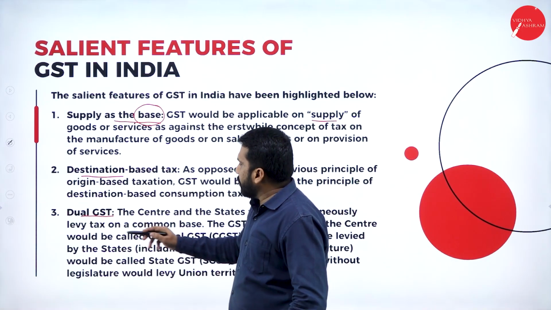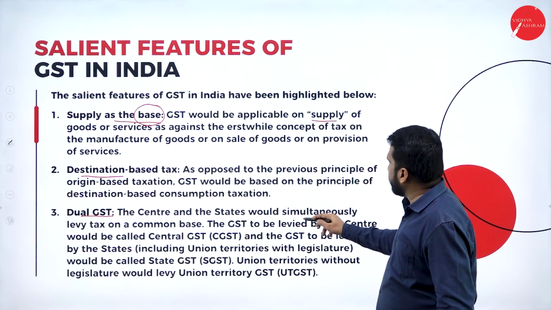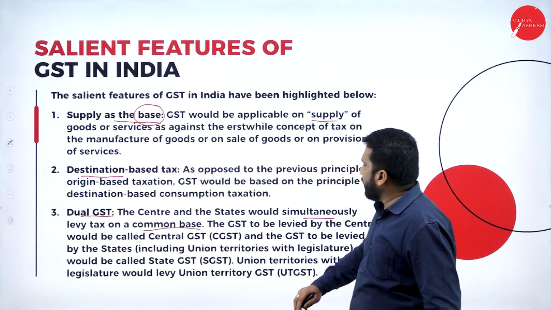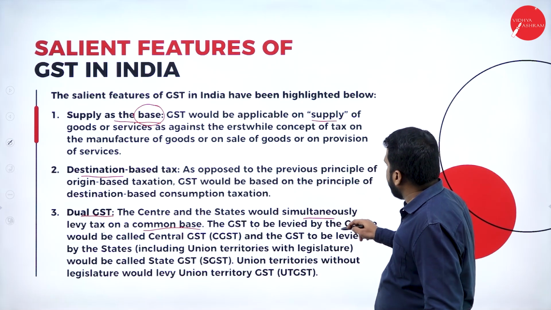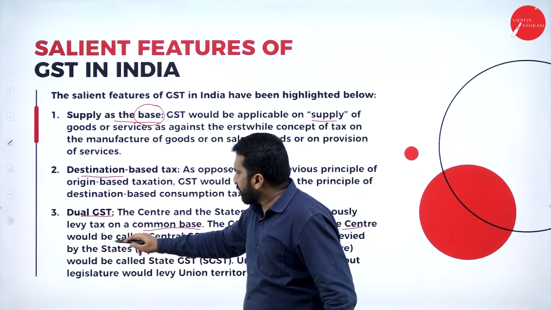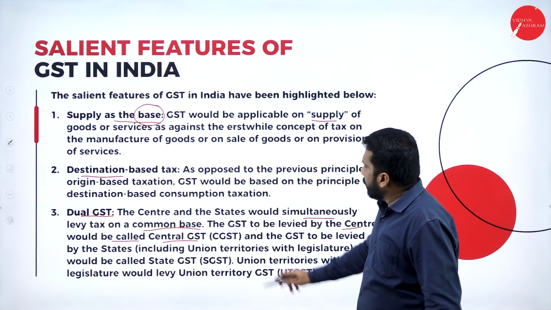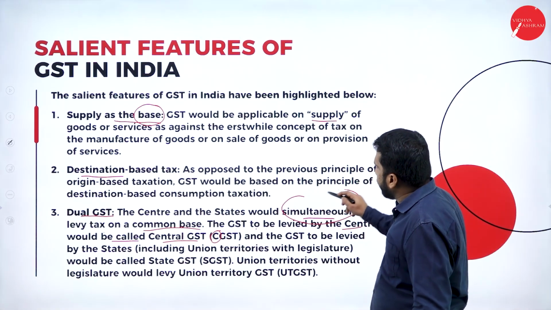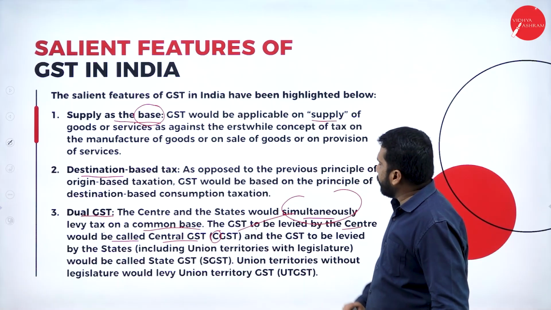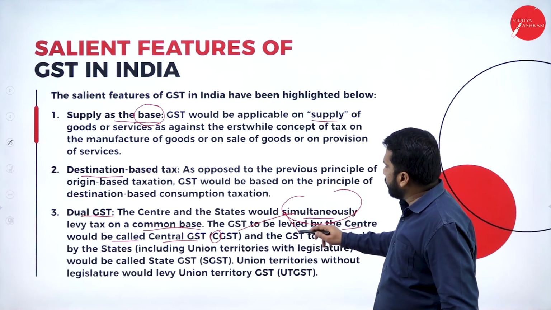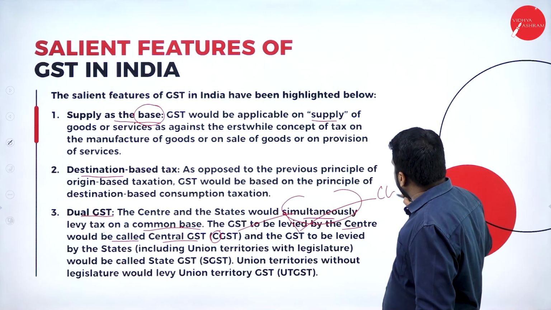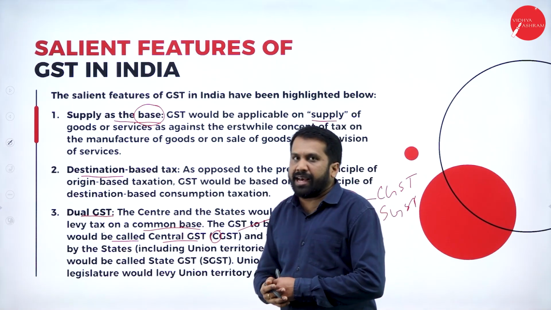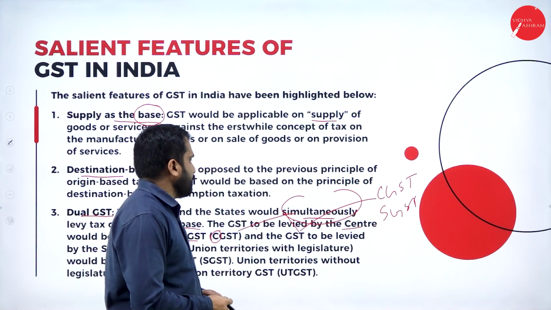Then dual GST: the central and the state would simultaneously levy tax on a common base. The GST to be levied by the central government would be called central GST. That we call CGST. So simultaneously we can levy CGST and SGST. GST again comes under CGST and SGST, central as well as state.